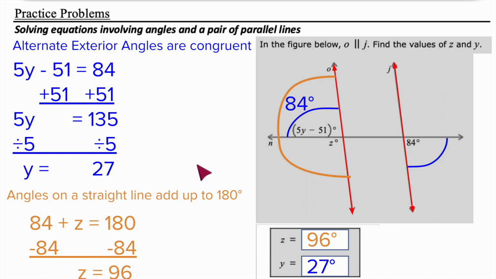All right, so that was using a couple of new properties, our straight line and vertical angles, along with parallel lines and transversals.